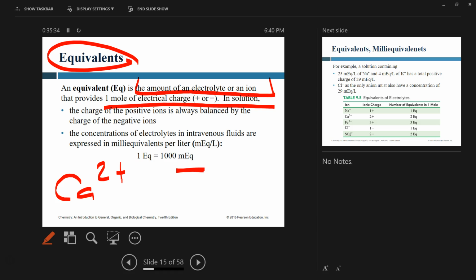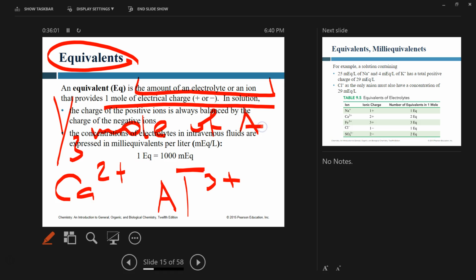Same idea. Aluminum, which is 3+, you need 1/3 of a mole to get 1 equivalent of aluminum. Does that make sense? Because each aluminum cation gives you 3 charges. So if you have 1/3 mole of aluminum, the number of equivalents will be exactly 1. Got it?